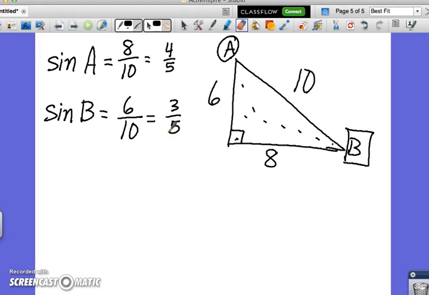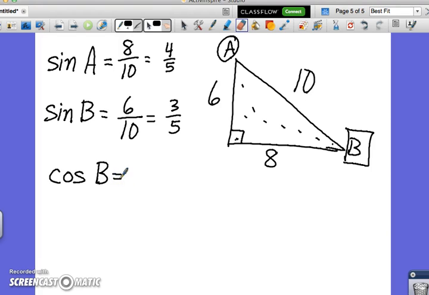So the sine of A is 4 over 5. The sine of B is 3 over 5. So it's important that we pay attention to that angle. Remember we said sine, cosine, tangent, cosecant, secant, and cotangent only exist with an angle? That's why you've got to pay attention. So what would the cosine of angle B be?